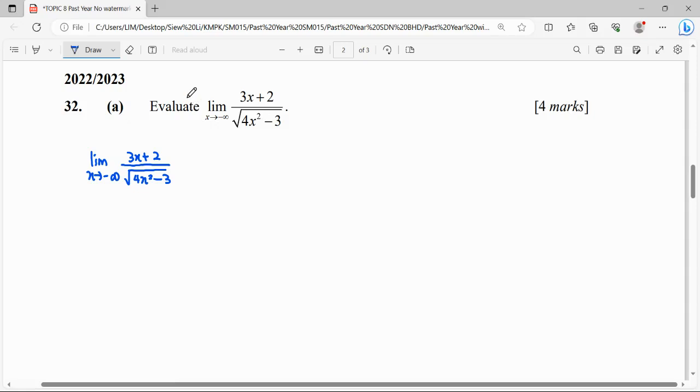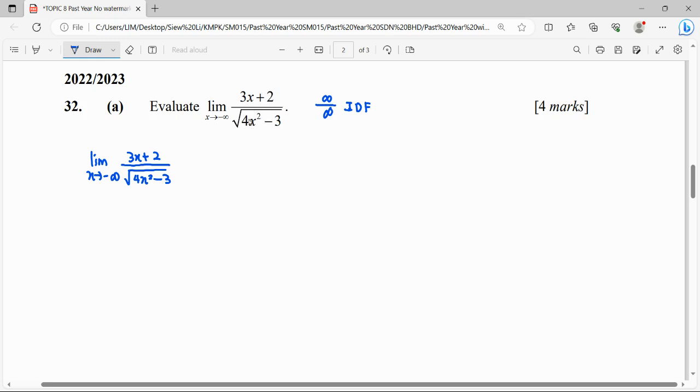For this question, we're going to evaluate the limit when x approaches negative infinity for this function. So try to substitute negative infinity. We can notice that we get infinity over infinity, so this is indeterminate form. In order to solve this indeterminate form involving a surd, we're going to divide according to the surd here.